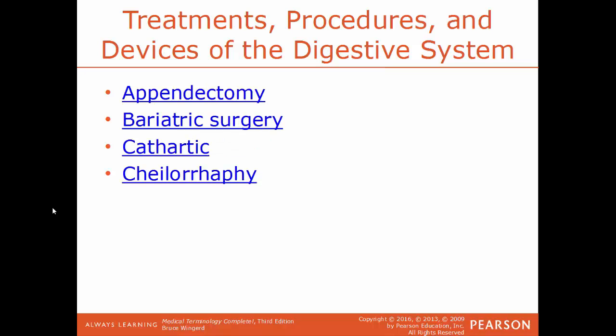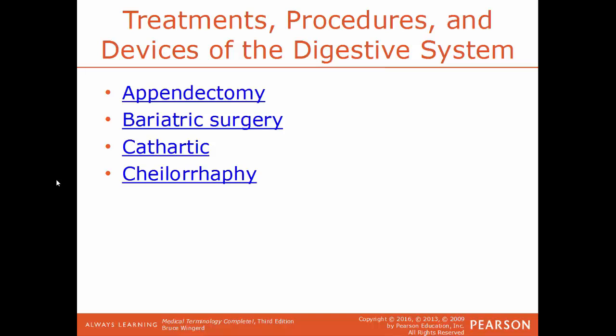Appendectomy, surgical removal of the appendix. Bariatric surgery. These are procedures that are performed on the intestines or on the stomach in order to lose weight. Our next term, cathartic. When we talk about the digestive system, a cathartic is a medication that will help speed up bowel movements. Now, this is different from a laxative. A laxative will make these stools softer, so it's easier to pass.